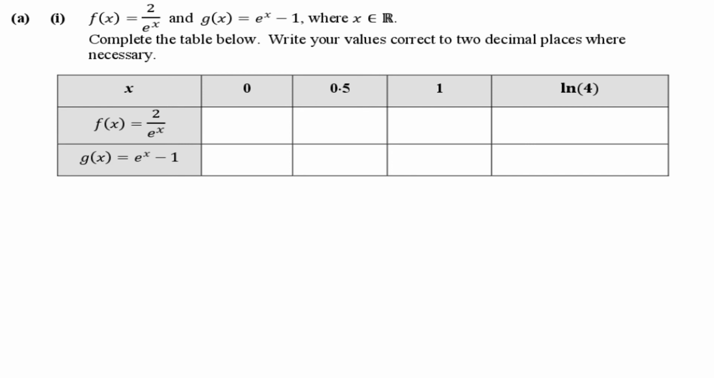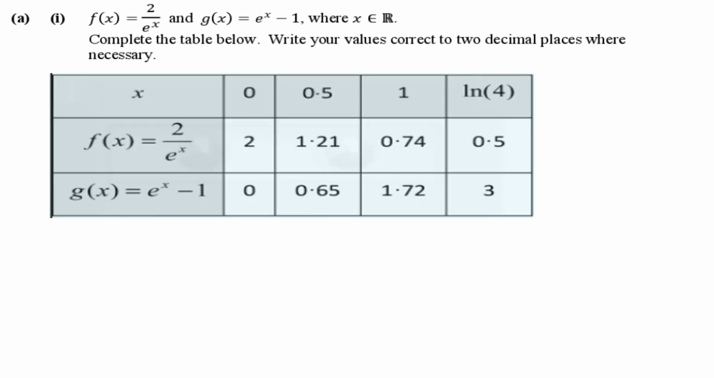Complete the table below, write your values correct to 2 decimal places where necessary. We are subbing in 0, 0.5, 1, and the natural log of 4. So you have your ln 4 button there in your calculator. Log to base e. That's what natural log is, log to base e. So what you'll find is they kind of undo each other is probably the best way to think of it. So if you have e to the power of a natural log, your answer will just be whatever was in that natural log. So when we do that, we end up with something like this. Okay, your calculator will do all the work. You were asked to do this correct to 2 decimal places where necessary.